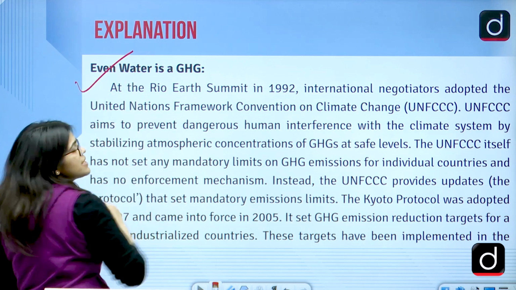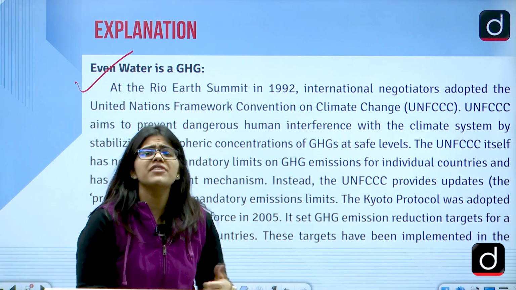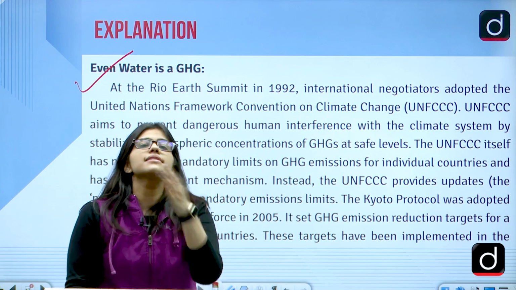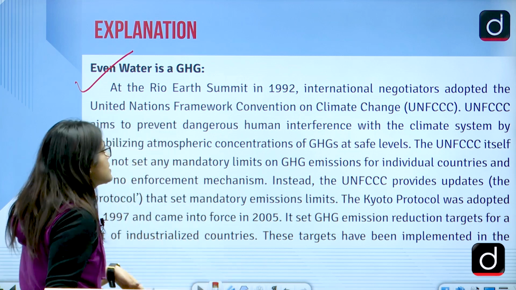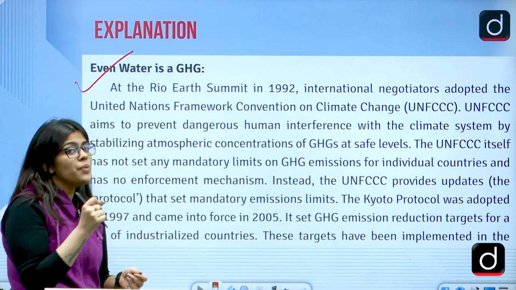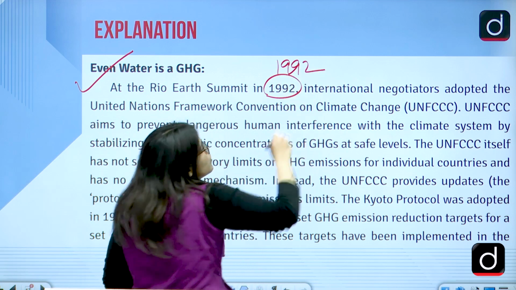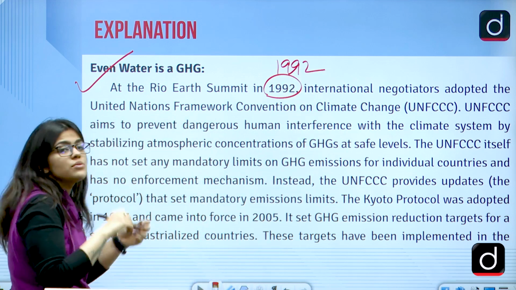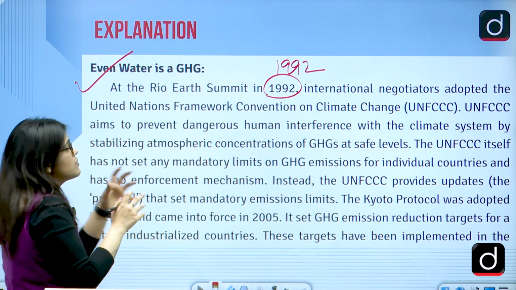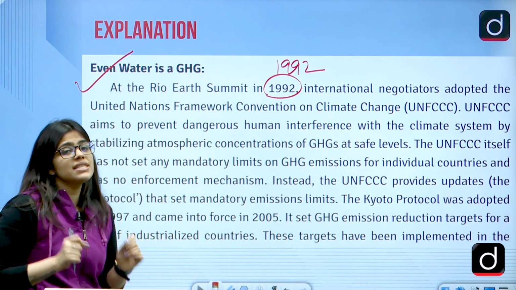Why did I give this explanation? Because I think that many questions can be asked, and we have already discussed it, but let us revise. This will help you revise the things as well. So at the Rio Earth Summit, which was held in 1992, international negotiations were happening, and this was the time when the UNFCCC was adopted.